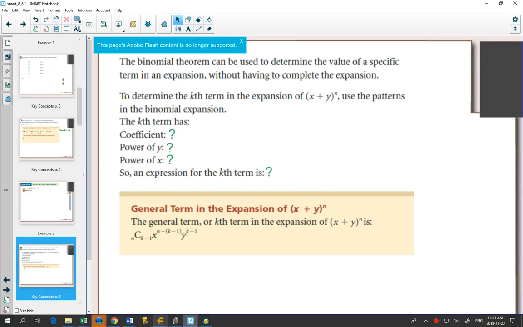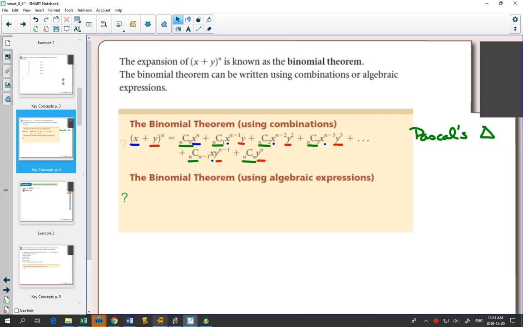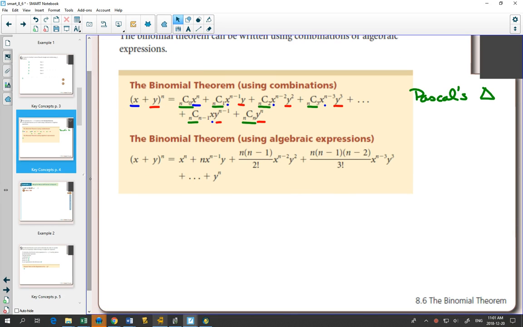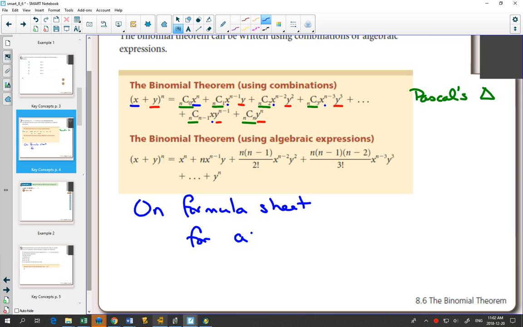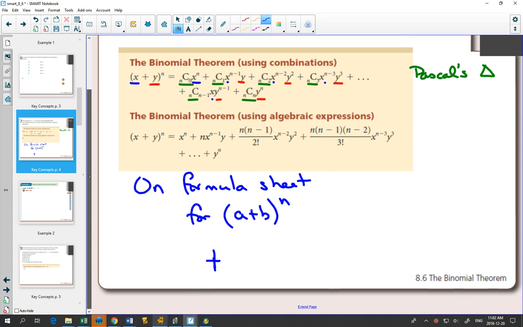So what I would like you to do is maybe underneath this on page 740, you can write on formula sheet, this is what you get. For a plus b to the n, oh, I better write it out exactly as it is on your formula sheet. I think it says term k plus 1. Someone have their formula sheet handy?